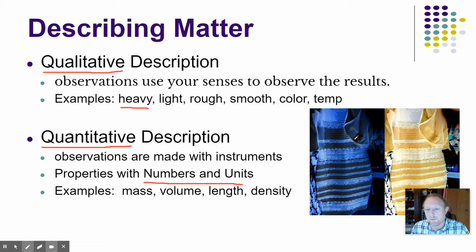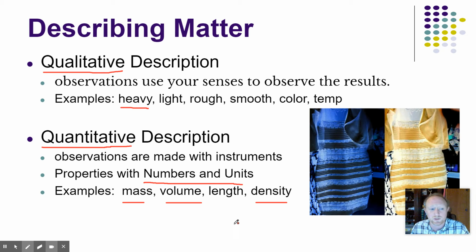So if I were going to describe the dress, I might have to have a numerical value, such as a wavelength, to actually describe that color. Other examples of quantitative descriptions are things like mass, volume, density. So density is the mass per volume. Other dimensions: length, width, and height.